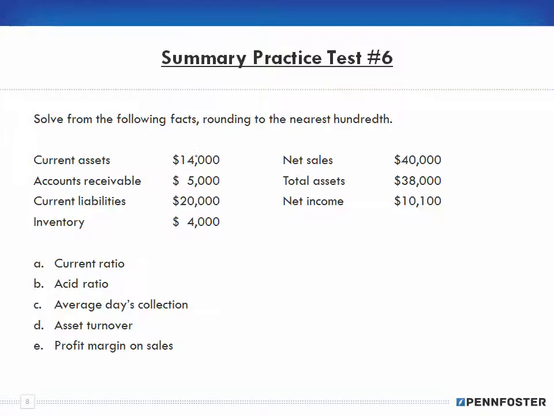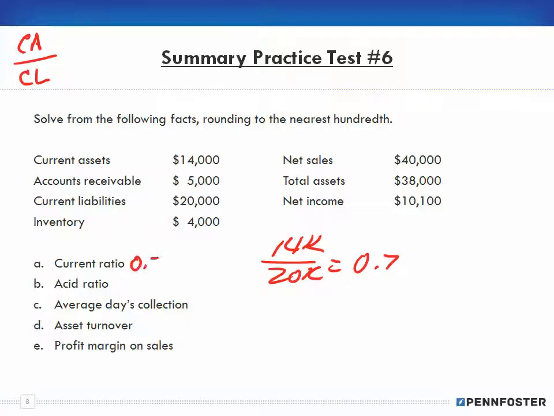So, without taking too long, our current ratio, remember, is our current assets over our current liabilities. Our current assets in this case are 14,000, and our current liabilities are 20,000. So when I divide one by the other, 14 divided by 20 gives me 0.7. So my current ratio is 0.70.